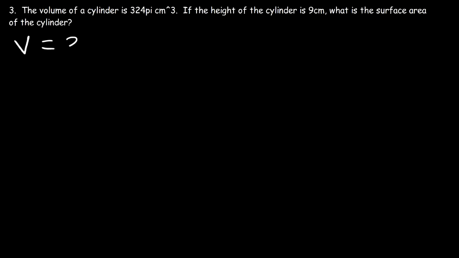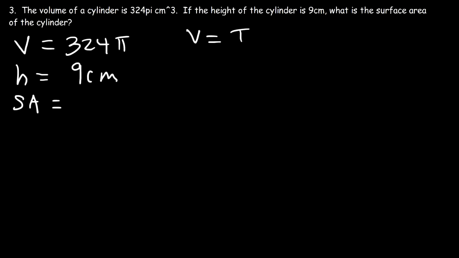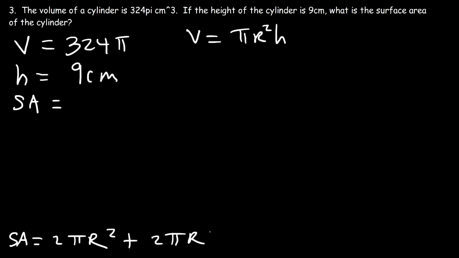So we have the volume, which is 324 pi. And we have the height, which is 9 centimeters. Our goal is to find the surface area of the cylinder. Now we have the volume equation of the cylinder. It's pi r squared times the height. And the surface area equation is 2 pi r squared plus 2 pi r times h.